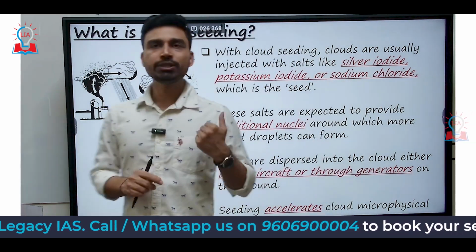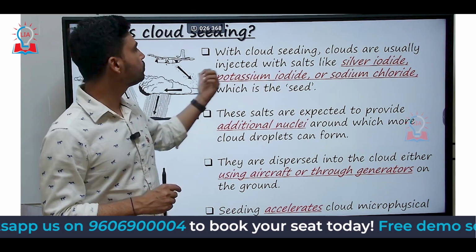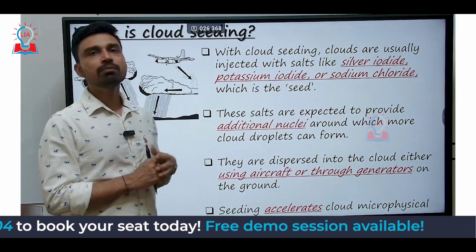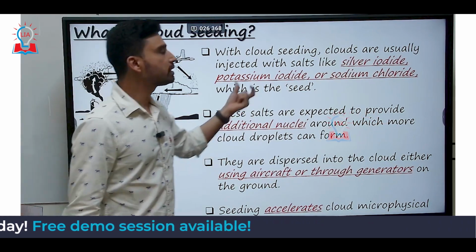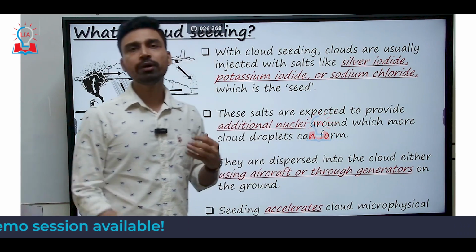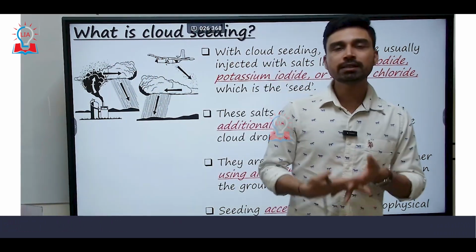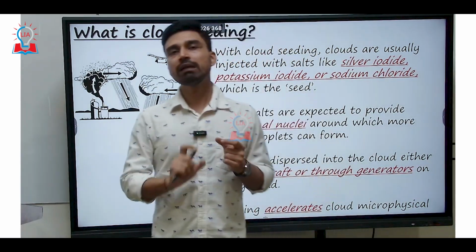So what is cloud seeding? In the simplest terms, with cloud seeding, clouds are usually injected with salts such as silver iodide, which is the most commonly used, potassium iodide or sodium chloride, which act like the seed. Now, in the atmosphere, when water vapor evaporates and goes up, the temperature decreases. This causes the water vapor to condense.